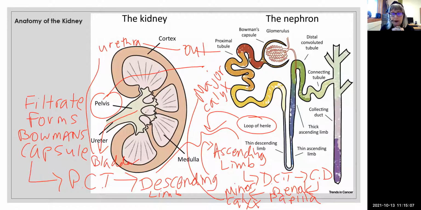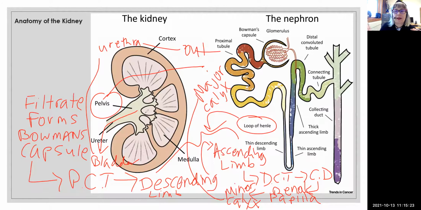I know it's a lot to remember, but now we're going to add on top of that understanding the blood flow. How does it come in and how does it come out? Because the blood gets filtered, but obviously we're not getting rid of all that. We're just getting rid of the waste product. So where does the blood go?